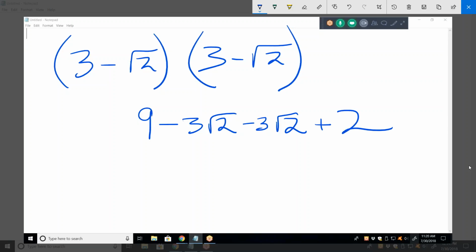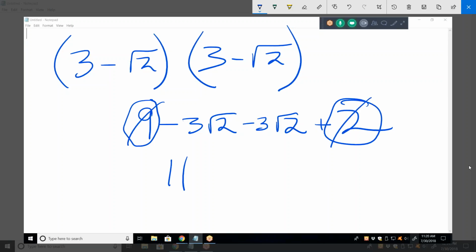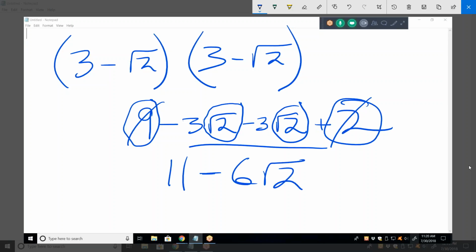Combine everything. 9 minus... Okay, how do you combine those terms? That and that, they're like terms. So 11. Now that and that, how do you combine those like terms? Well, if I call that an apple, and I call that an apple, then I've got minus 3 apples, minus 3 more apples. Minus 6 root 2. There's your answer.